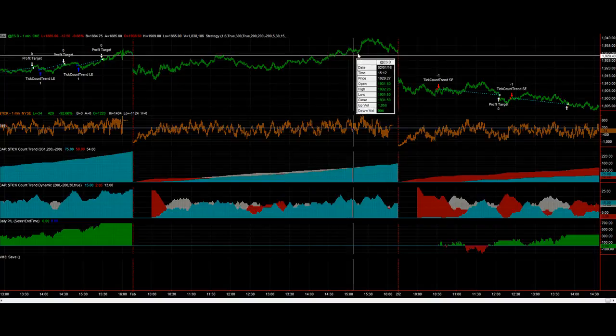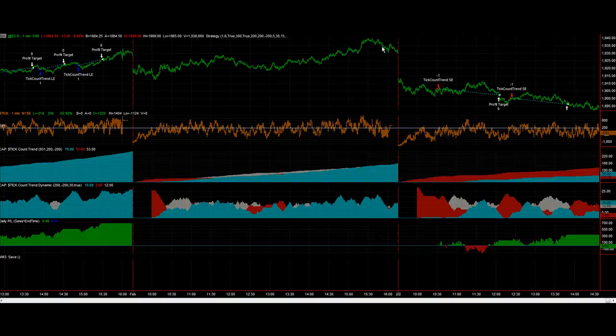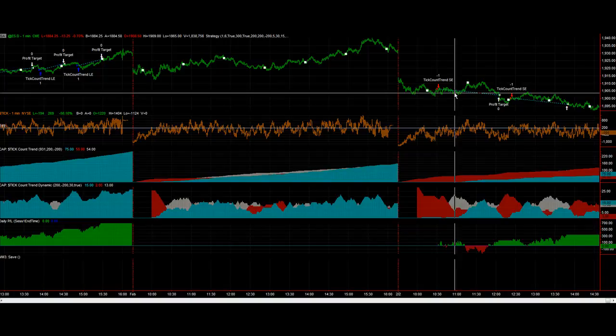In 1921, the market rode up here to as high as 1940. So those are some potential opportunities.